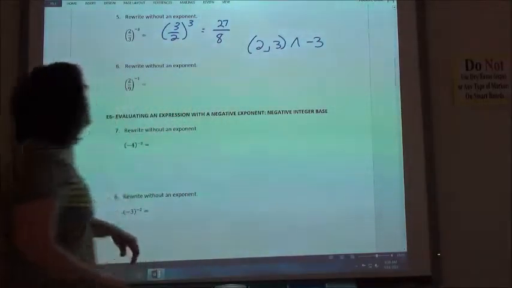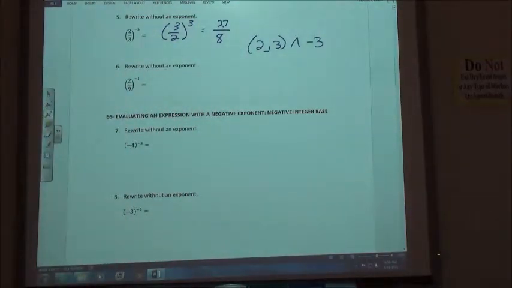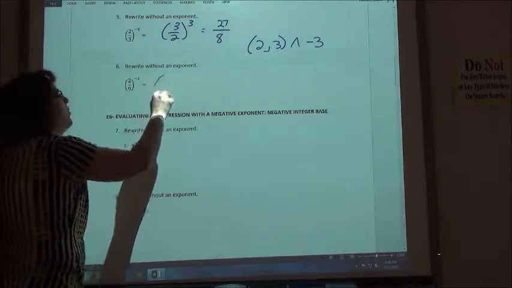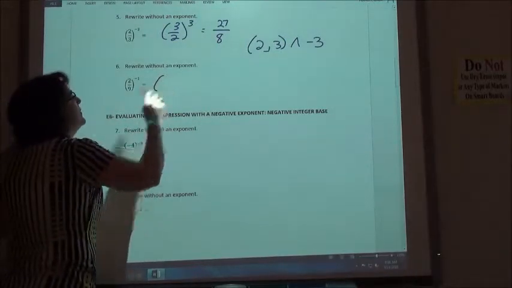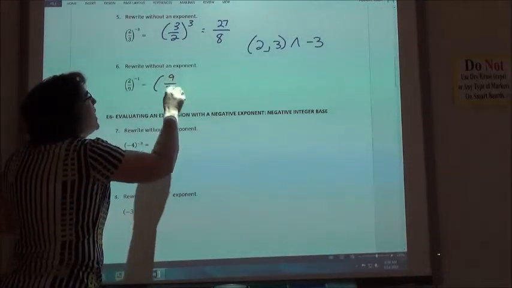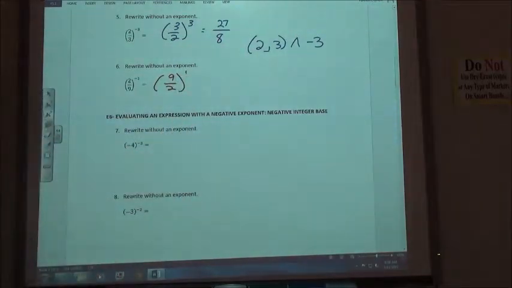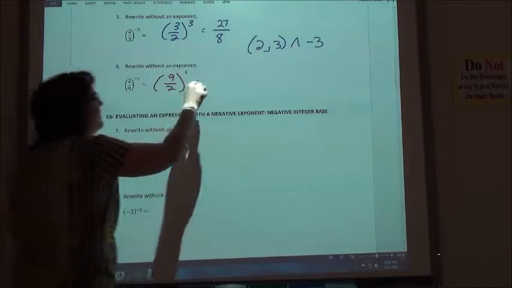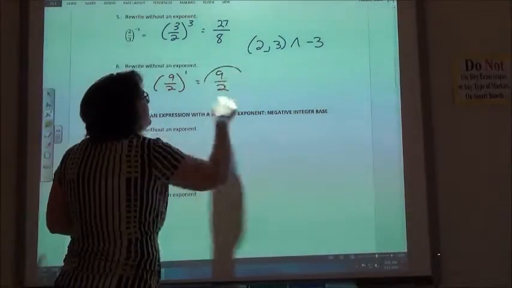So number 6, if I have 2/9 to the negative 1 power, again my exponent is negative, so the first thing I do is the reciprocal. The reciprocal would be 9 over 2. That makes it to the positive 1 power, and if it's to the first power, it's going to stay the same thing. 9 over 2.